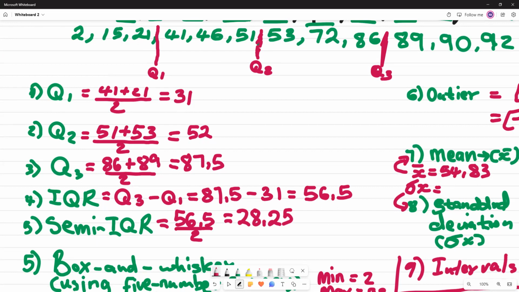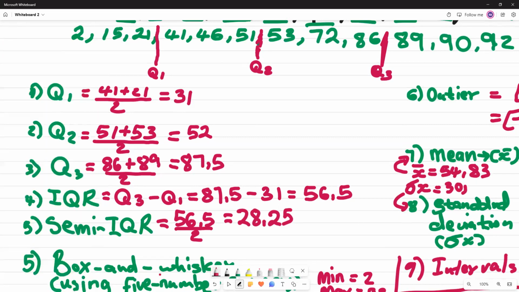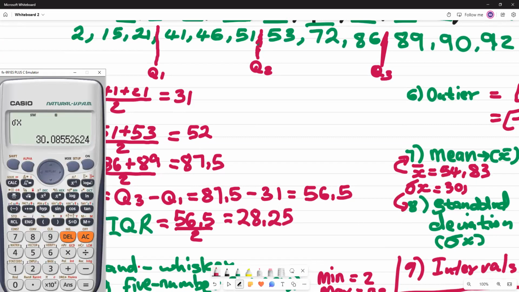Okay. Standard deviation, we do the same. You are going to say shift stats. You're looking for 4 again, but now we're looking for 3. Which is 3, and then you press equals to. So your standard deviation is 30.09.